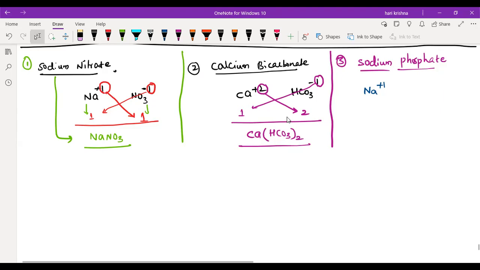Let's take the numbers in the crisscross. Whatever the 1 is there, take it under the Ca. And Ca will show plus 2, right? This 2 will come under the HCO3. Now, how many calciums are there here?